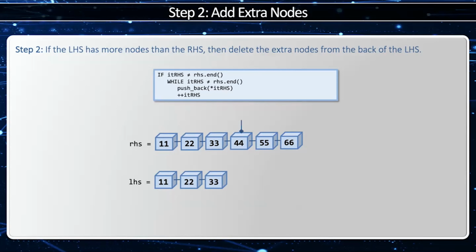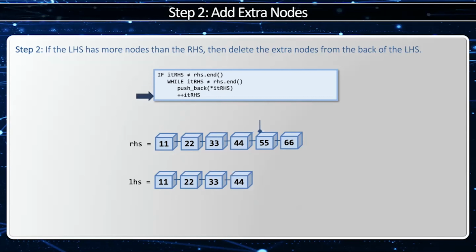So I'll start with my iterator already in the middle of the right-hand side. And why is that? Because I already did the initial loop from step 1, and I've copied several values over from the right-hand side to the left-hand side. But now right-hand side has extra nodes. So first of all, my right-hand side iterator is not the end. And so while it's not the end, I'm going to push back this value. So now 44 will get put into a new node, and it gets added onto the end of left-hand side.